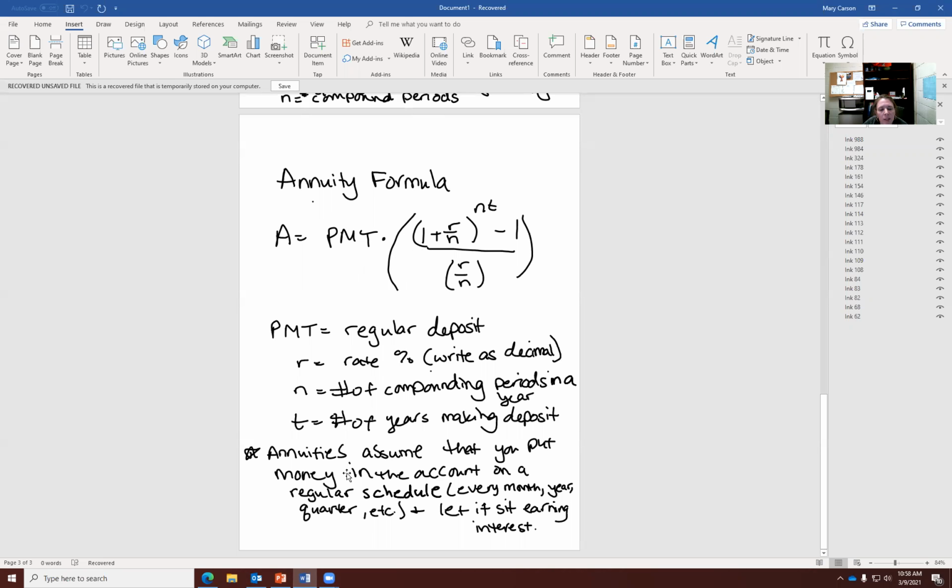An annuity is when you are using a regular schedule to put in money every month, every year, or every quarter, whereas with compound, you're just using one lump sum. So your regular deposit is your PMT. That's what PMT stands for. Your rate is your percent, and that's always going to be a decimal.